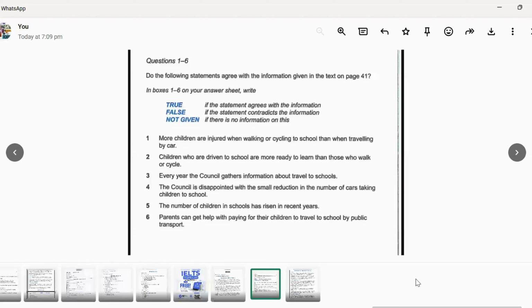So, like I said, the first thing to do is what? Try as much as possible to identify the ideas in the statement. Secondly, put the statement in a question form. How do you put the statement in a question? Look at this now. More children are injured when walking or cycling to school than when traveling by car. Are more children injured when walking or cycling to school than when traveling by car? Is that what the passage is saying? If that's what the passage is saying, that means the answer is true.